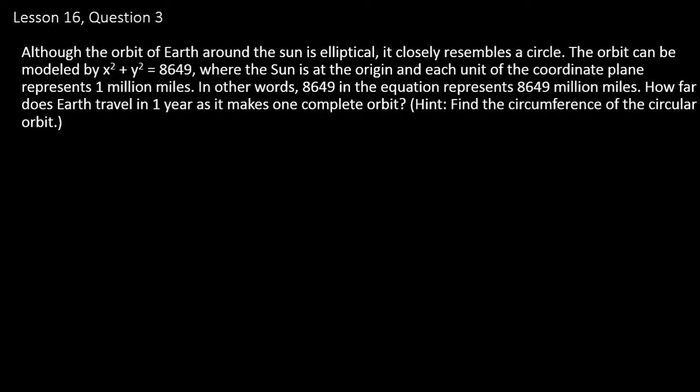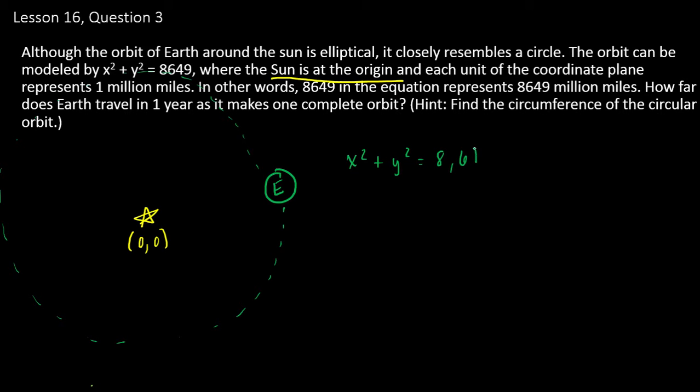Okay, let's think this over. I like to use pictures to help me understand the information. So what have we got? Well, we're told that the Sun is at the origin in this model. So I'm going to draw my Sun at the origin. And then I've got Earth. So this will be Earth. And I know the path that the Earth takes can be modeled by x squared plus y squared equals 8,649.